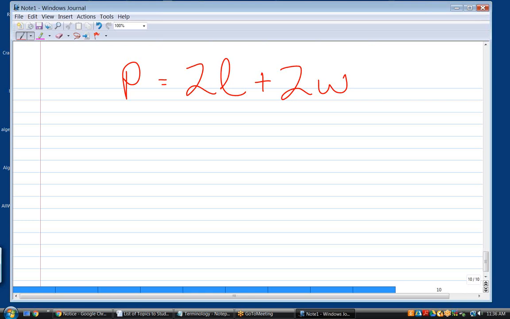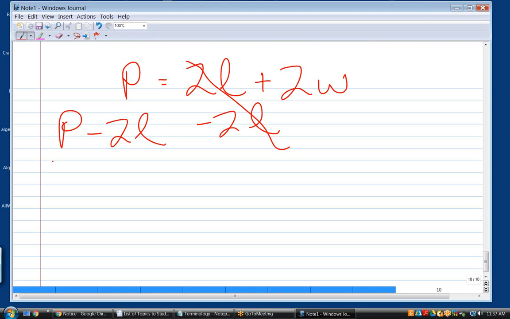Okay, so we'd subtract 2L from both sides. So now we have P minus 2L, and that goes away. Now what? So we got P minus 2L is equal to 2W. So we would divide by 2W on both sides.